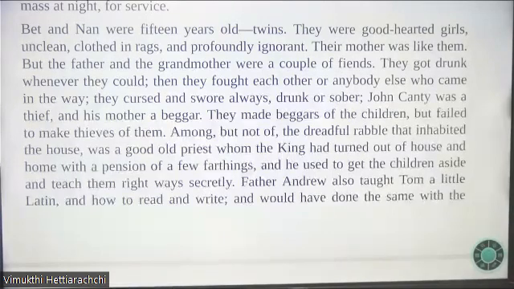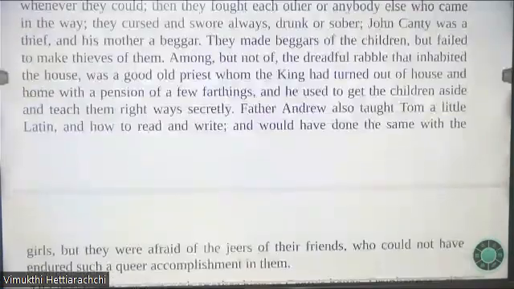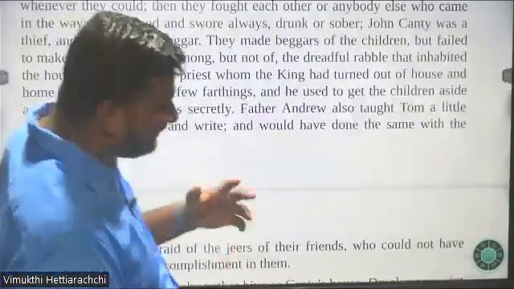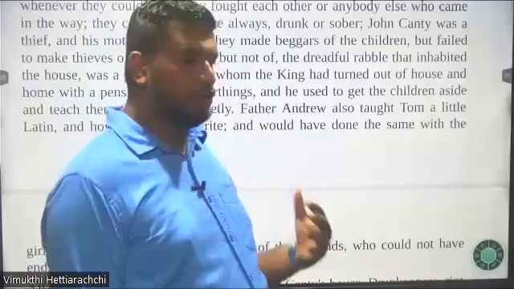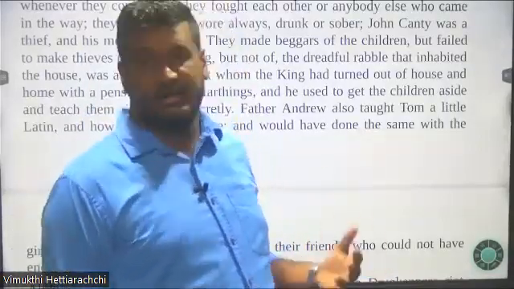Among but not of the dreadful rabble that inhabited the house was a good old priest whom the king had turned out of house and home with a pension of a few farthings. And he used to get the children aside and teach them right ways secretly. Father Andrew also taught Tom a little Latin and how to read and write, and would have done the same with the girls, right? So now, father and grandmother were not able to actually turn these children to thieves, right? So they did not become thieves.